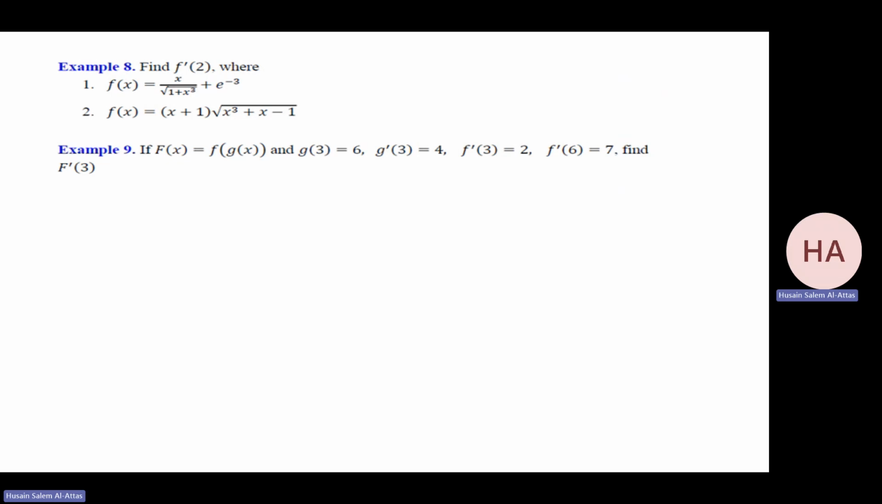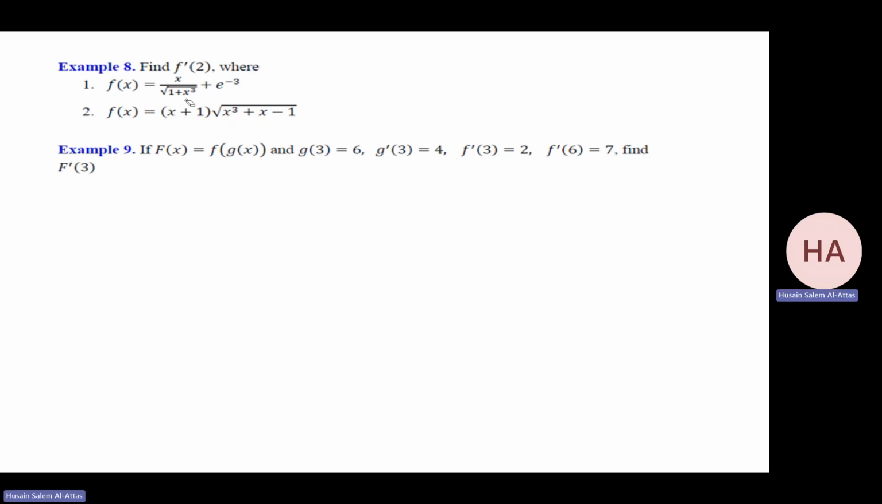Find f prime at 2 for this function. Let me do this one here. Don't forget, e to the power minus 3. What's the derivative of e to the power minus 3? This is just a value. This is just a constant. So the derivative will be 0. So actually, you need to do this only.